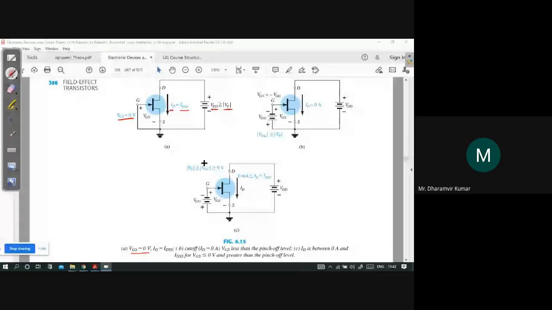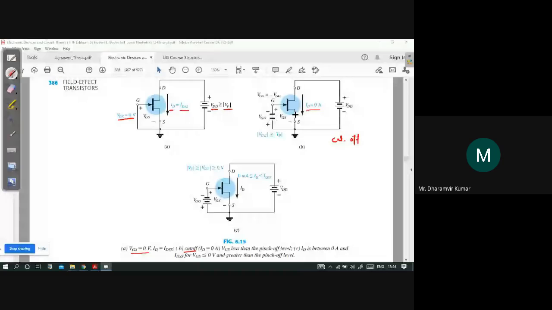And in figure B, it is shown for the cutoff region. So it shows the concept of when the N channel JFET will enter into the cutoff region. Cutoff region means the value of current ID is simply 0 ampere. There is no current flowing through the channel. The channel current is 0 between drain and source.